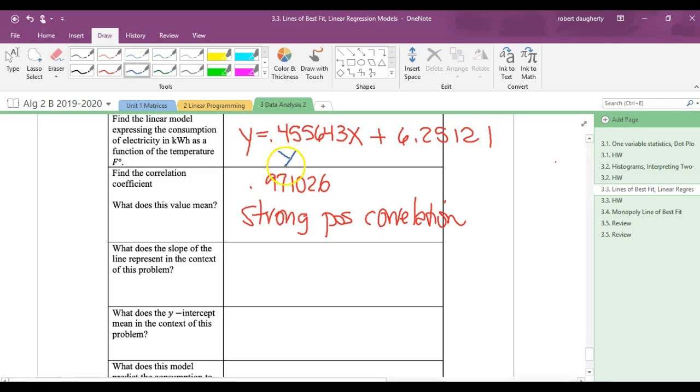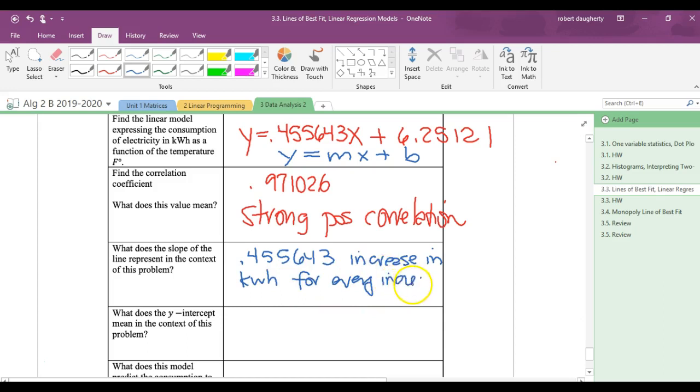So this is y equals mx plus b. So the slope of that line is what? It's 0.455643. But in the context of this problem, slope is what? The change in y over change in x. What does my y variable represent here? Kilowatt hours. So this slope means that there's a 0.455643 increase in kilowatt hours for every increase in what variable? Temperature. Okay.